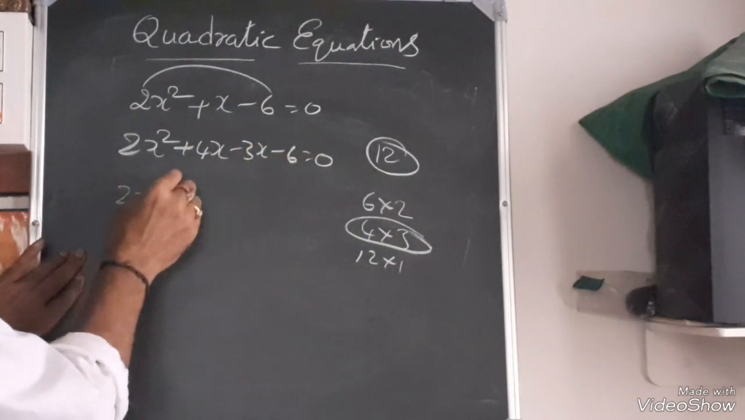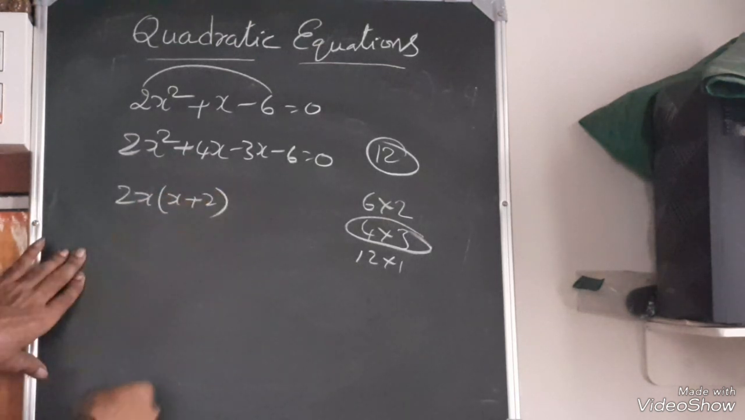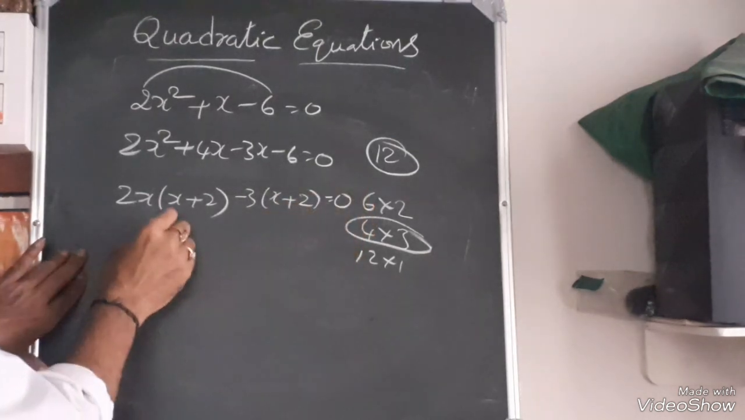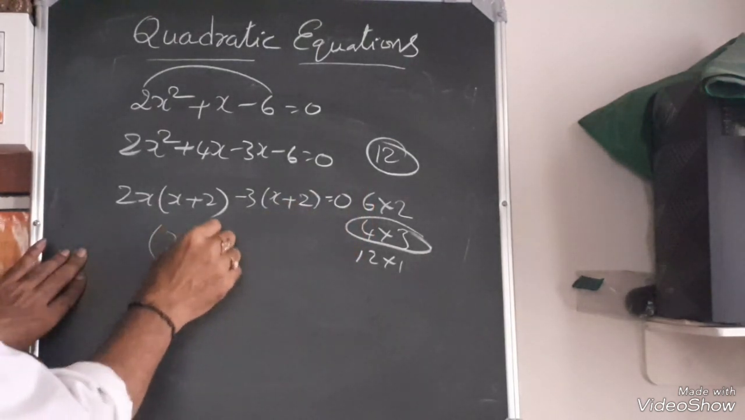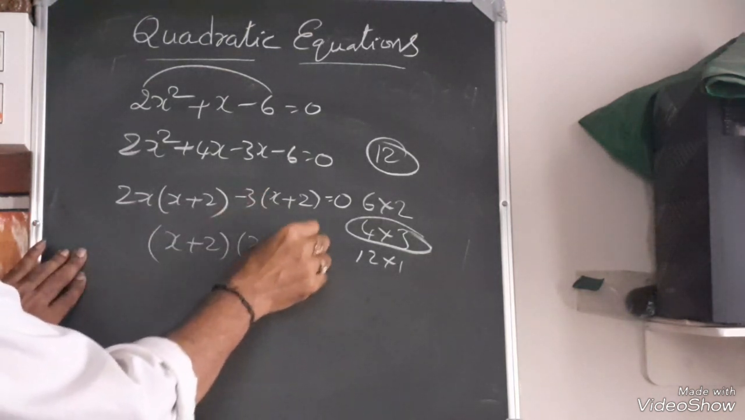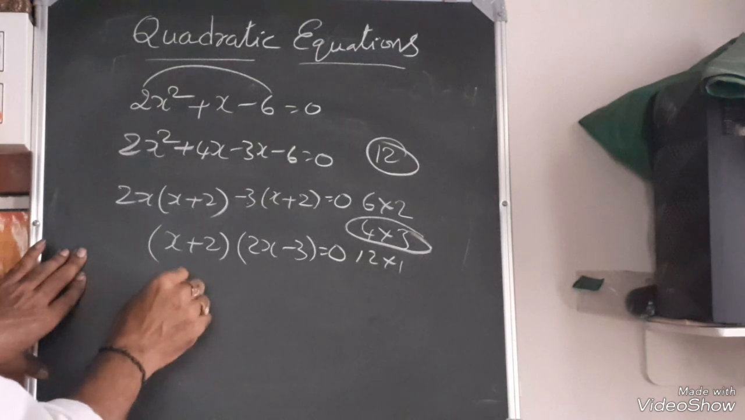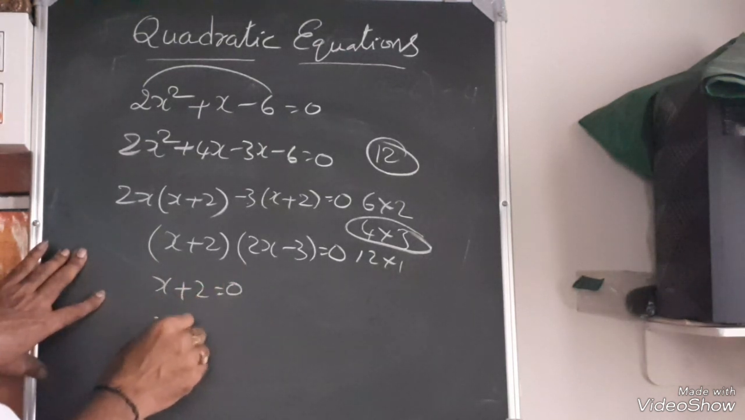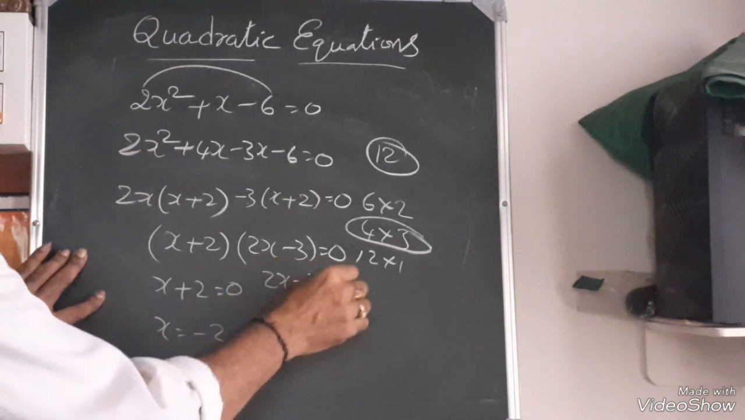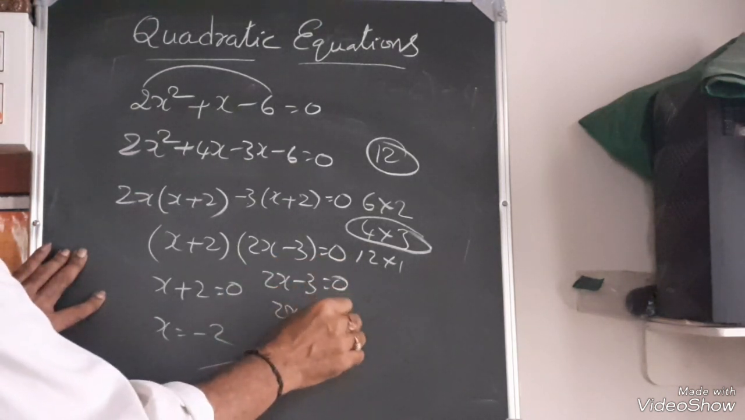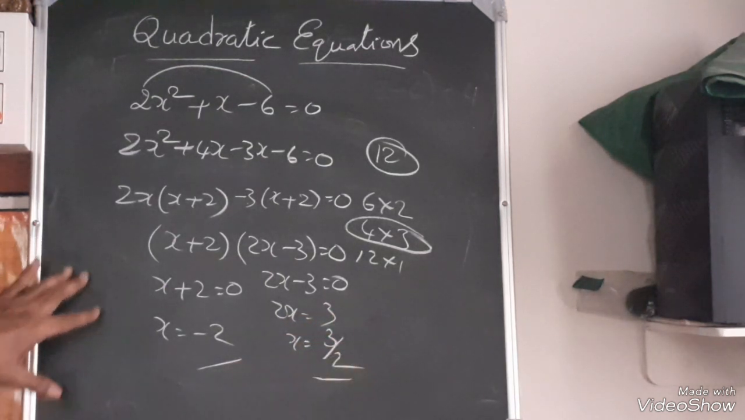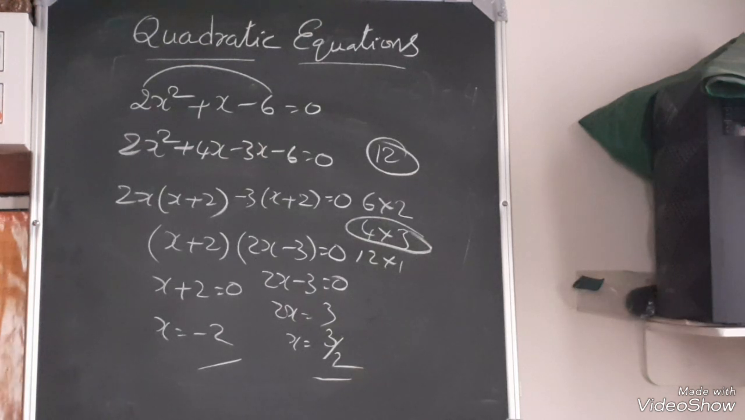If you take 2x as common, x plus 2 here, minus 3 as common, x plus 2 equal to 0. So the factors are x plus 2 common, and here 2x minus 3 equal to 0. If x plus 2 equal to 0, x equal to minus 2, that is one solution. If 2x minus 3 equal to 0, then 2x equal to 3, x equal to 3 by 2. This is another solution.